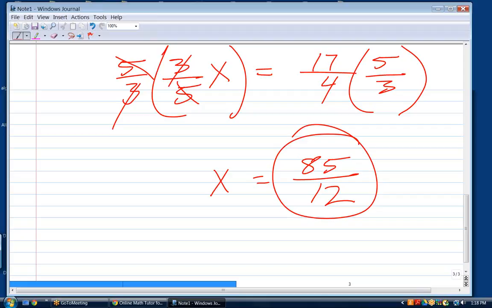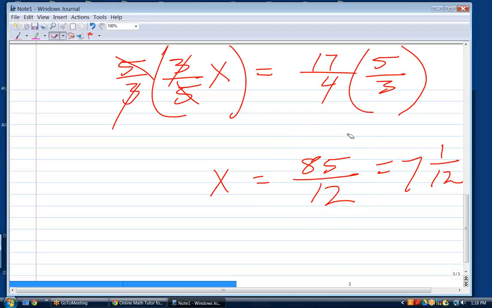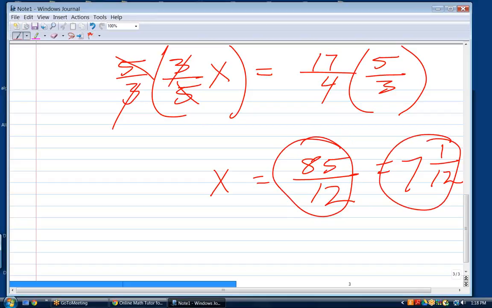Can't you change it to a whole number? Well, I could do that. No, you're right. 12 goes into 85 7 times, leaving one remainder. So you can change it to a mixed number, but you don't really need to. As a mathematician, I consider this actually maybe a better answer than that.